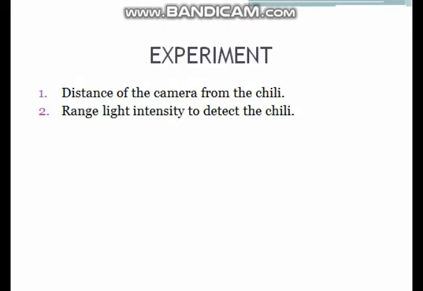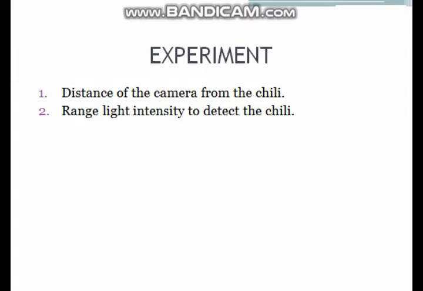The second experiment is the range of light intensity to detect the chili. The light intensity range that has been measured is from 0 to 200 for a camera distance of 16 cm from the chili, and 0 to 500 for a camera distance of 22 cm. The range was chosen based on the optimum, minimum, and middle range of light intensity to detect the chili with a sharp image of the chili.